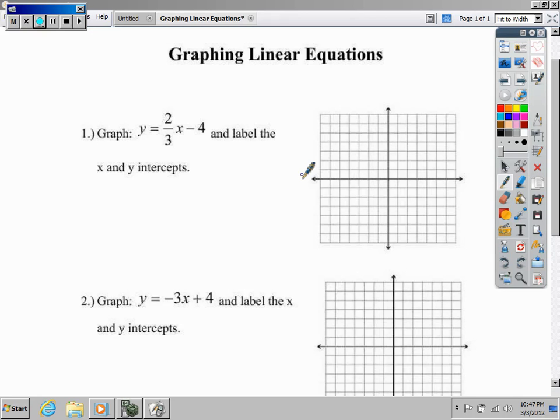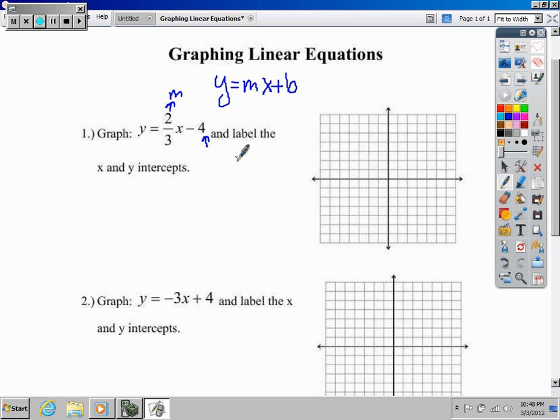Okay, for this video we're going to look at graphing linear equations. And the first one we have is y equals 2/3 x minus 4. Now remember, if it's in that form, that's in the slope-intercept form, y equals mx plus b. So my slope is 2/3, my y-intercept is -4.